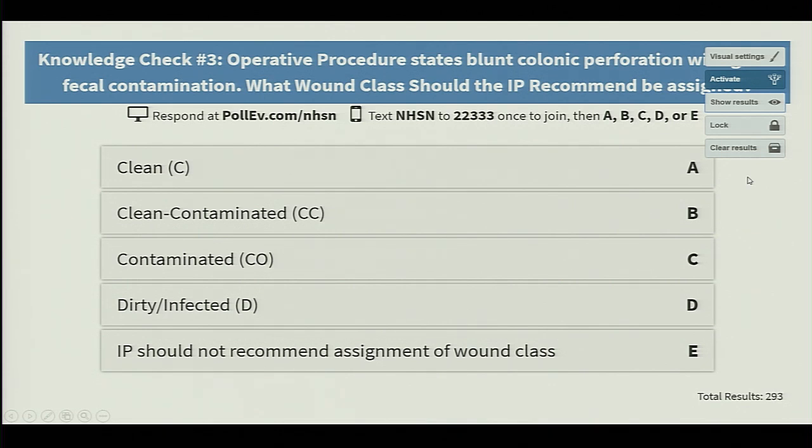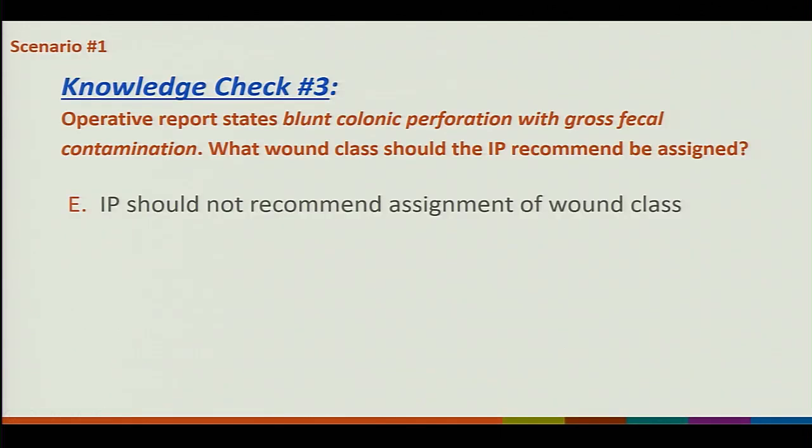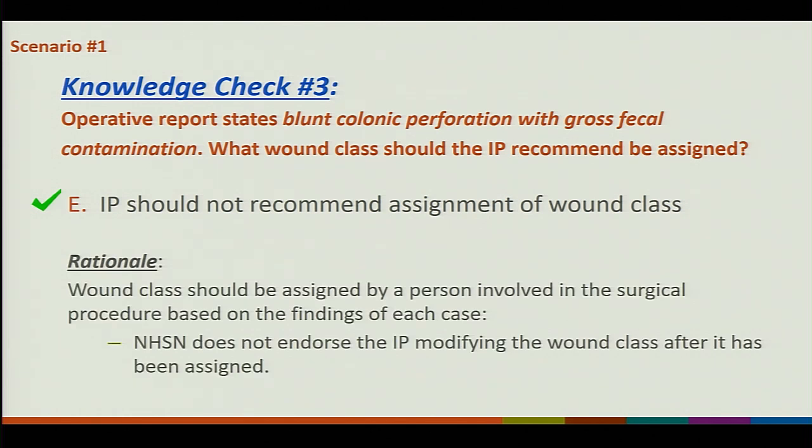Okay, we're just going to go to the next page and I'll tell you what's right. The correct answer is E. The IP should not recommend assignment of wound class. Wound class should be assigned by a person involved in the surgical procedure based on the findings of each case. We don't endorse the IP going in and modifying the wound class after it has been assigned. And like I said before, if there's issues with it, of course, that's something that you could work through within your facility in your OR, but just on a routine basis, you shouldn't be going in there and trying to modify or change the wound class. That's really up to the surgical team to assign.